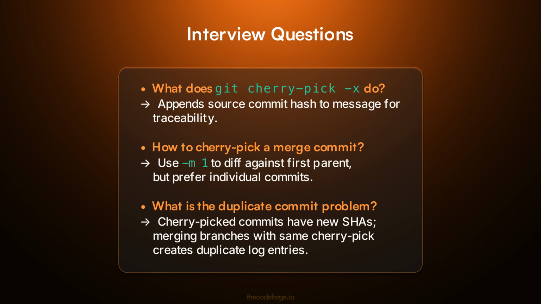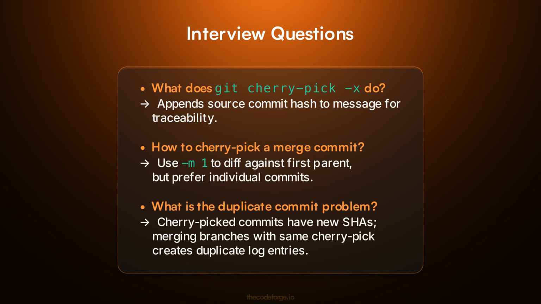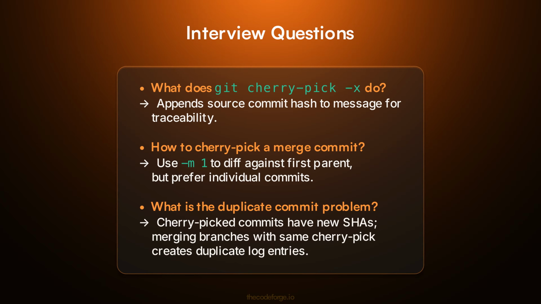Let's run through some common interview questions. What does git cherry-pick -x do? Append source commit hash to message for traceability. How to cherry-pick a merge commit? Use -m 1 to diff against first parent, but prefer individual commits.